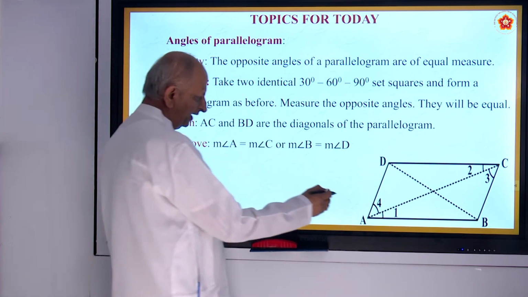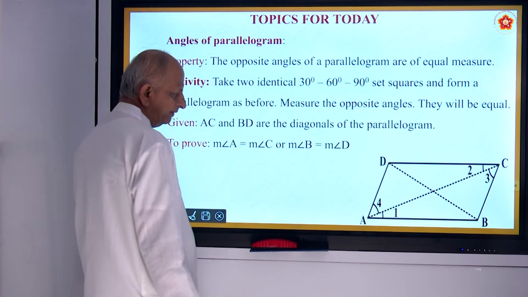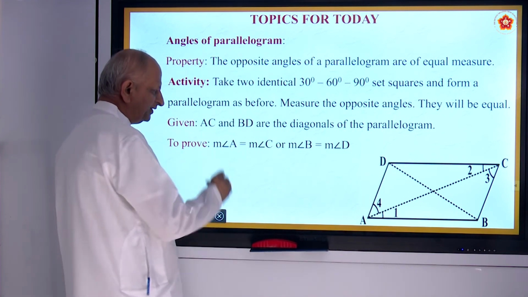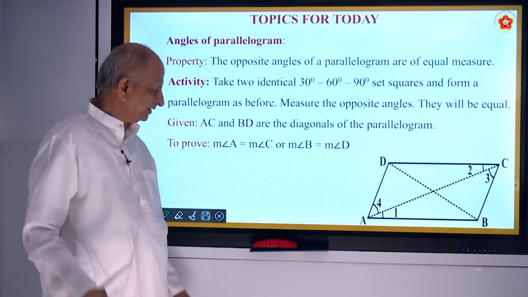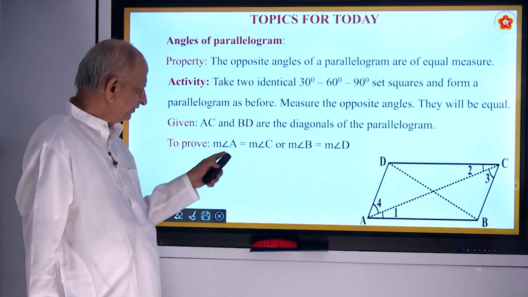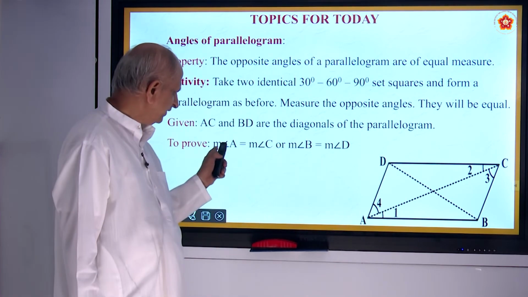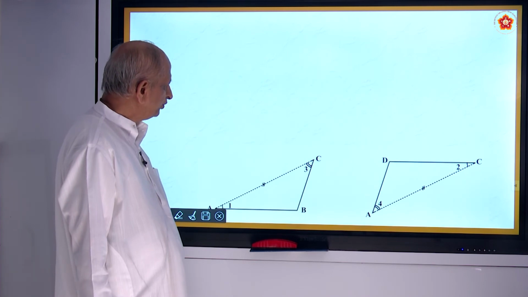What you have to prove? Measure of angle A is equal to measure of angle C. Measure of angle B is equal to measure of angle D. The M means measure here. Do not confuse it with other words. M is measure. As A and C are general, the value is not given. Therefore, we call it measure. And how to prove it?